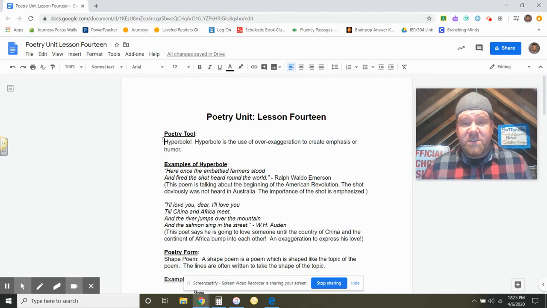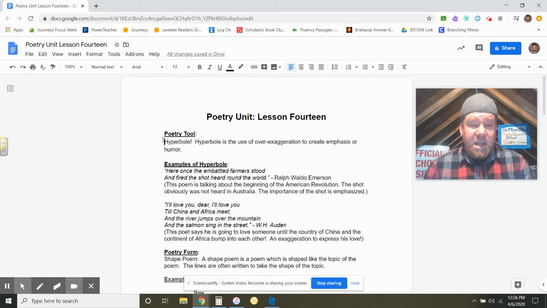Now, the use of hyperbole here, fired the shot heard round the world. This shot was definitely not heard in Australia or China or Antarctica, okay? What the poet is trying to do is say that this shot was extremely important. He's emphasizing the importance of this first shot, the beginning of the American Revolution.